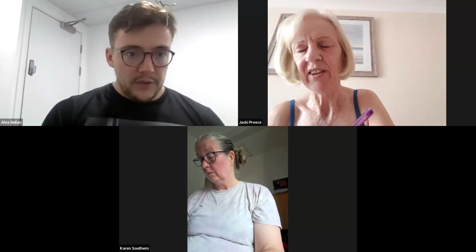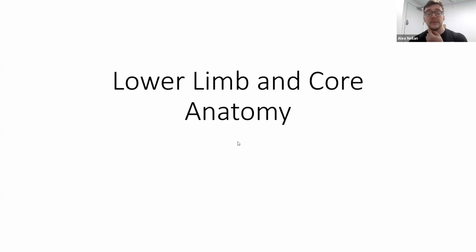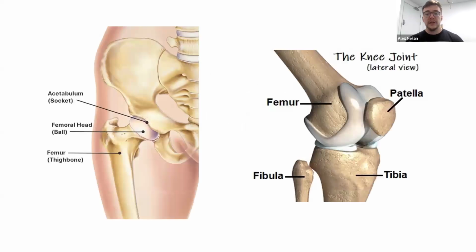Cool. Right, I will share my screen. Okay, so we're looking at lower limb and core anatomy. Can everybody see that on their screens at the minute? Yes. Fantastic. So lower limb specifically this evening. We'll go ahead and look into core in a little bit more depth soon, but lower limb this evening. These are the joints that we're going to be paying the most attention to to start off with. So we're looking at the hip and at the knee. And we'll start off with the hip.